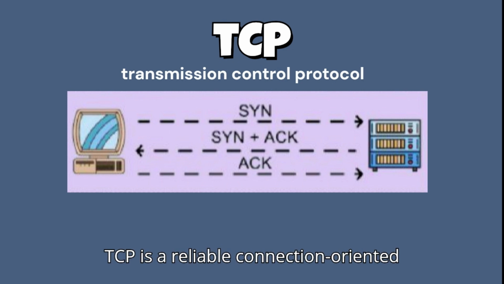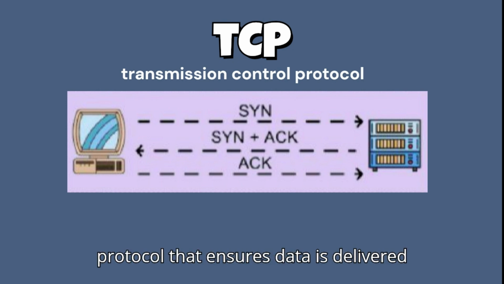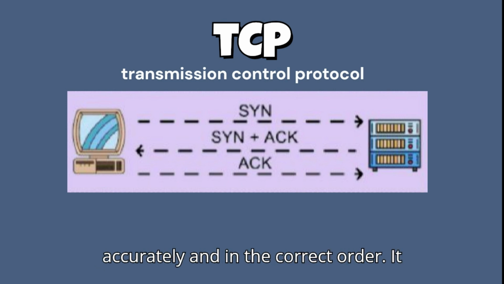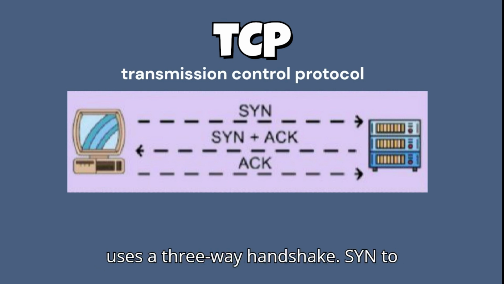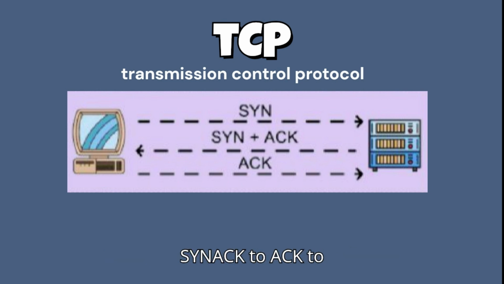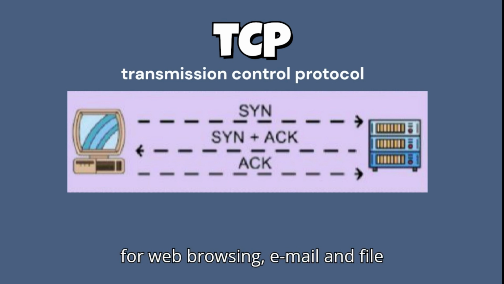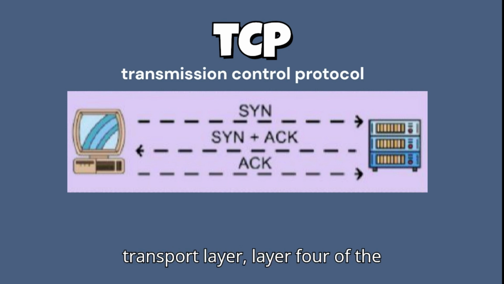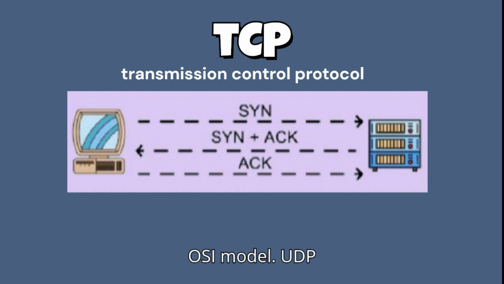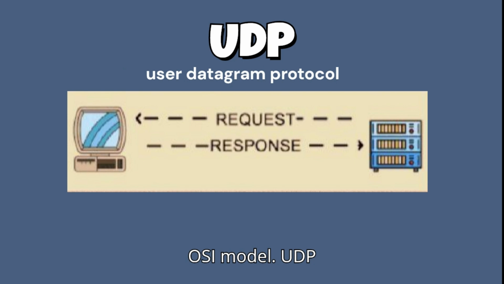TCP is a reliable, connection-oriented protocol that ensures data is delivered accurately and in the correct order. It uses a three-way handshake, SYN, SYN-ACK, ACK, to establish connections. TCP is essential for web browsing, email, and file transfers, and it functions at the transport layer, layer 4, of the OSI model. UDP, User Datagram Protocol.